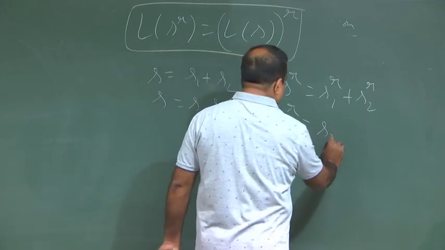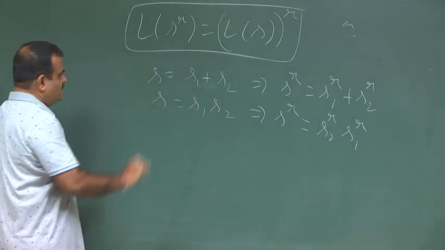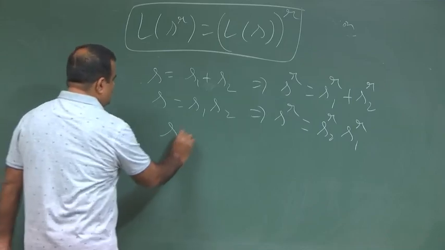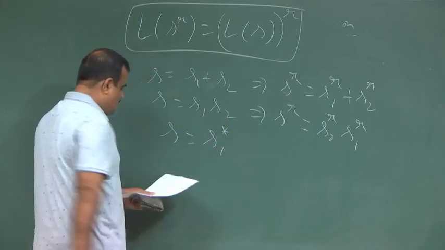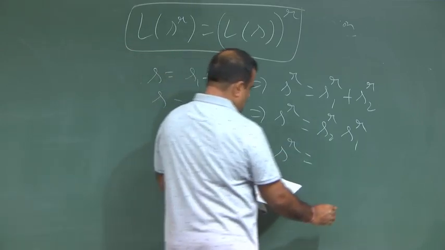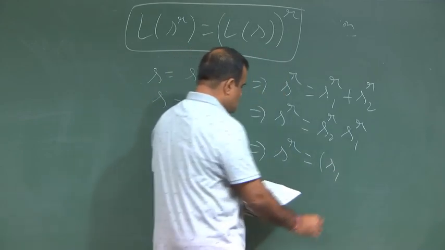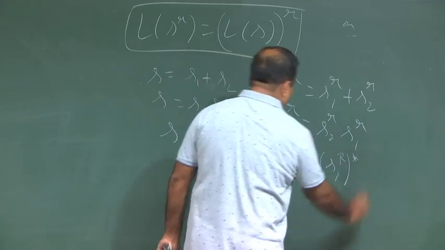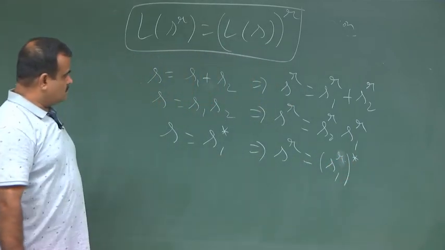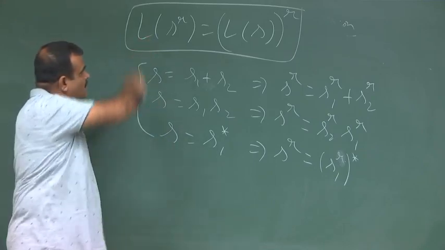This is S 2 to the S 2 R, S 1 R. This also you can just verify. This is also trivial. And if S is S 1 star, then S to the power R is basically S 1 to the power R star. This is small r. Okay. So, these are the results we will use for proving this.